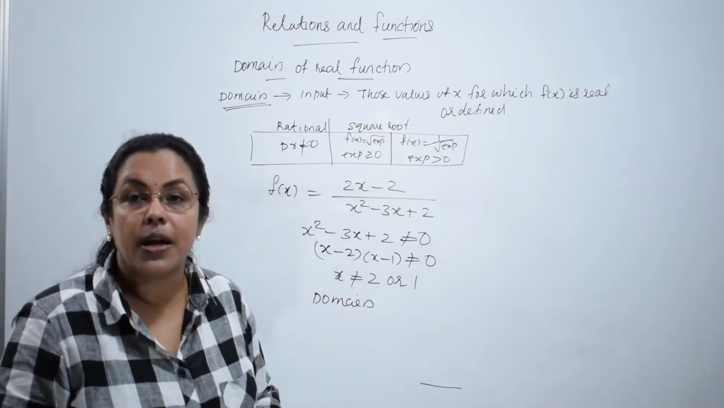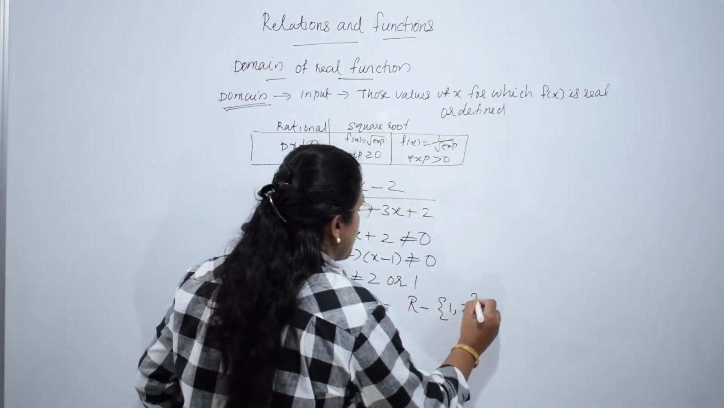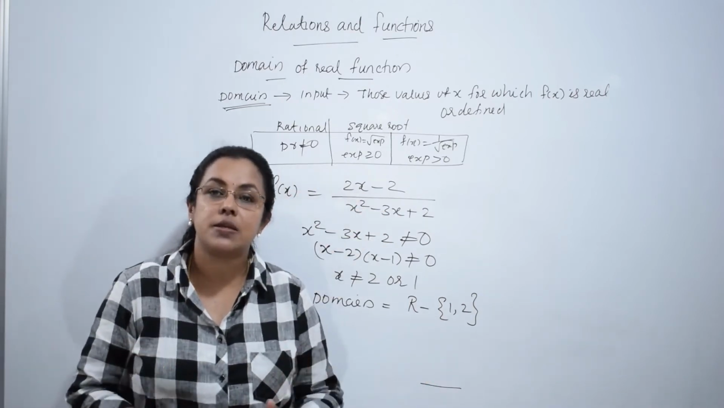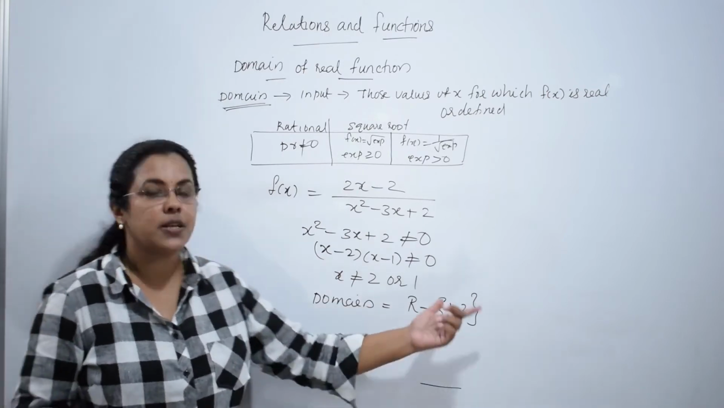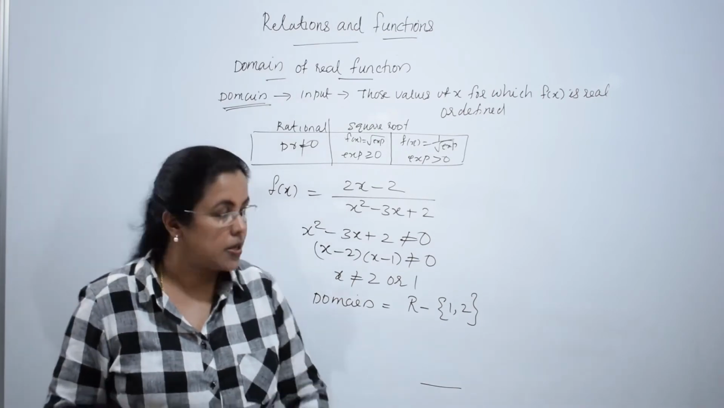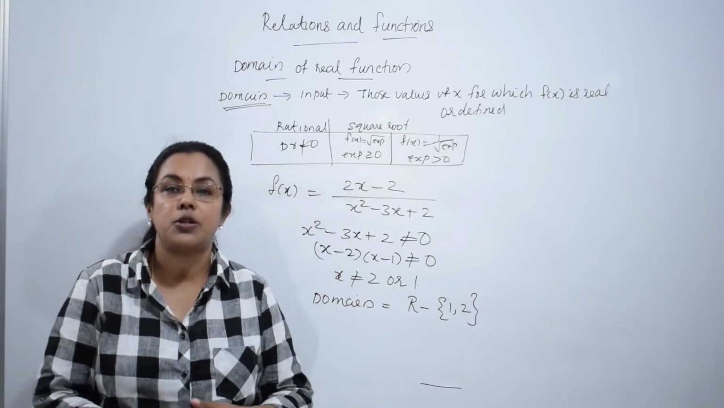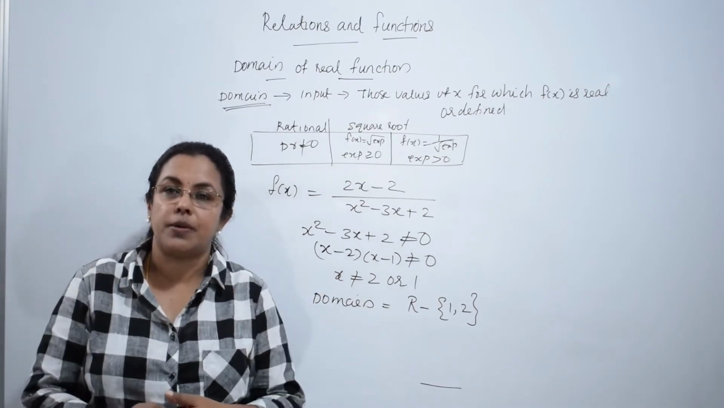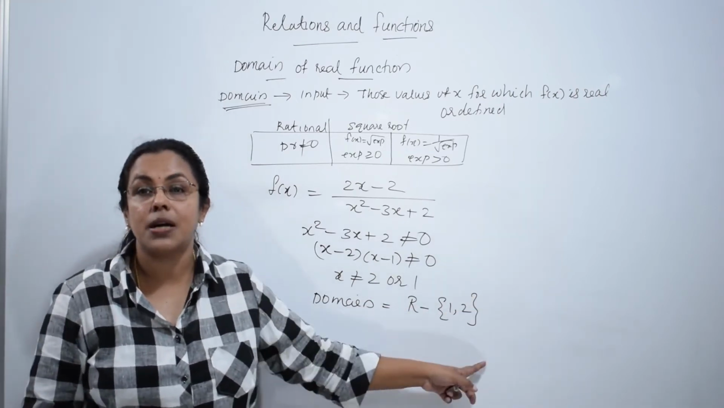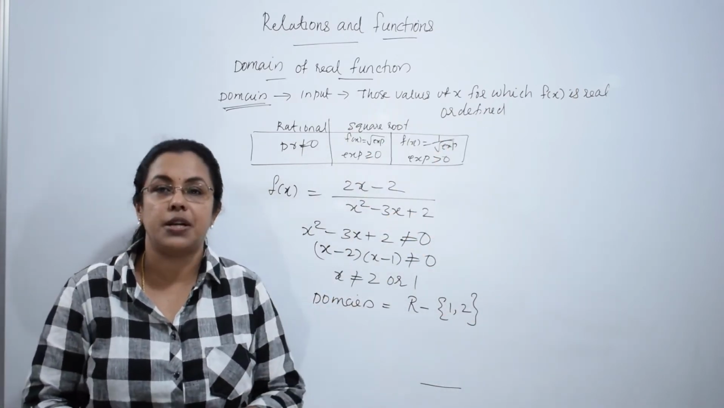Then what are the possible values of x? Possible values of x are R minus {1, 2}. Except 1 and 2, f of x is defined or real. So the domain of f of x is nothing but R minus {1, 2}. Very simple. If it is a rational function, put the denominator not equal to 0. So the values of x cannot be 2 and 1. Why R minus? Because if it is a real function, the domain is a subset of real numbers.